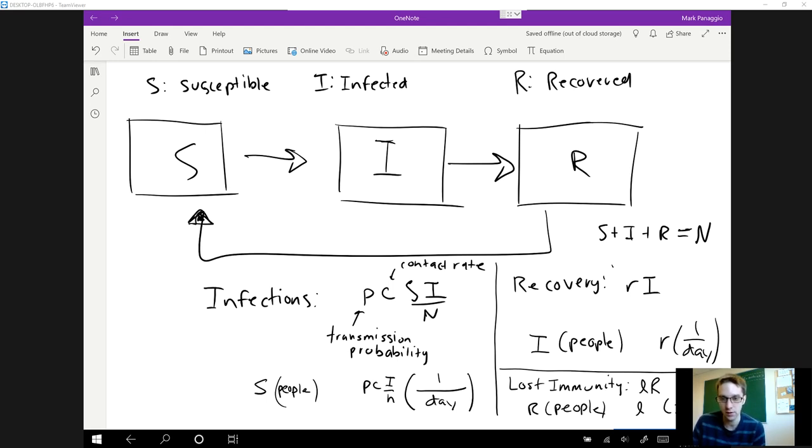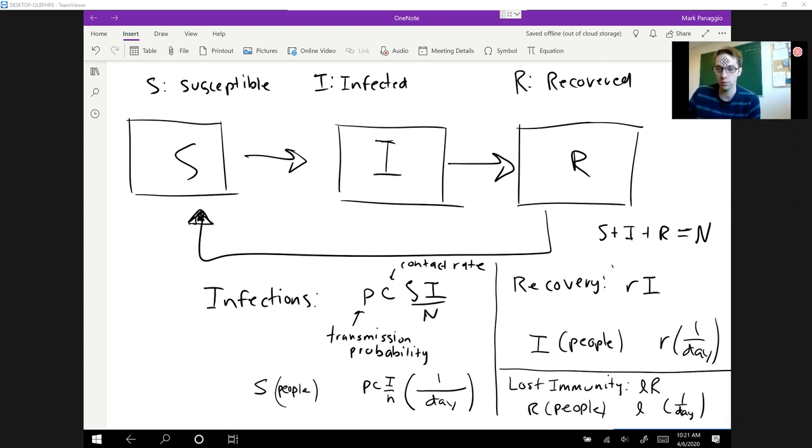And we had similar events for recovery. In that case, you didn't have to interact with anybody else to recover. Just given the number of sick people, we had a rate parameter R, which had units of 1 over days, and that would tell us how many people would recover on a given day.